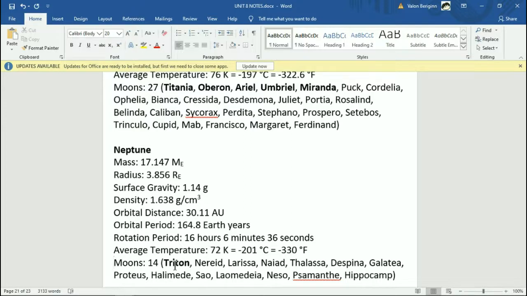But Triton doesn't. Triton actually does orbit the other way around. It orbits clockwise. And so this is one of the ideas that Triton was maybe like another Pluto-like dwarf planet that actually ended up being caught by Neptune. So that's an idea as to why that's the case there.